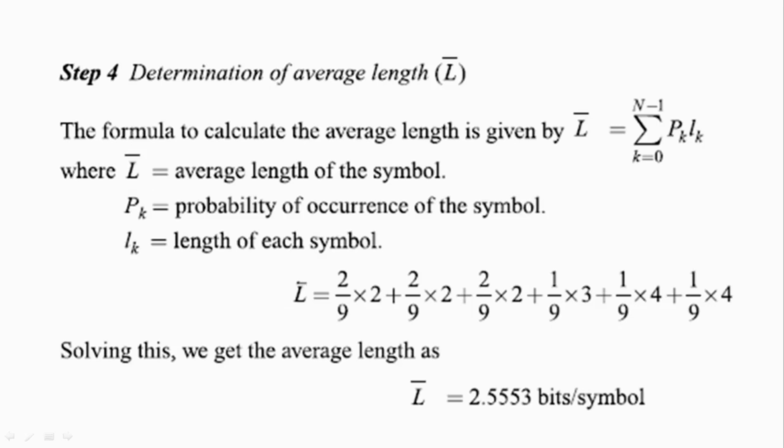And next, how to find the efficiency. First you have to find the average length, and the formula for the average length is sigma k equals 0 to n minus 1 of pk lk. Here pk is the probability of occurrence of the kth symbol, and lk is the length of the kth symbol's code word. By using the length of each code word and the probability of each symbol, we find the average length.